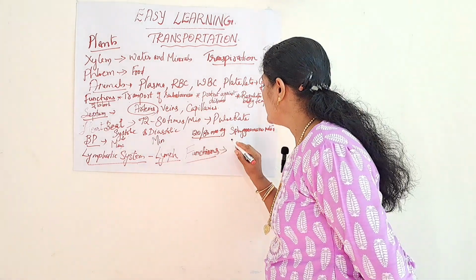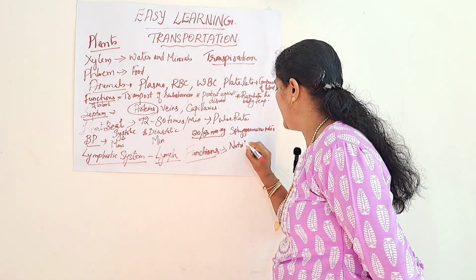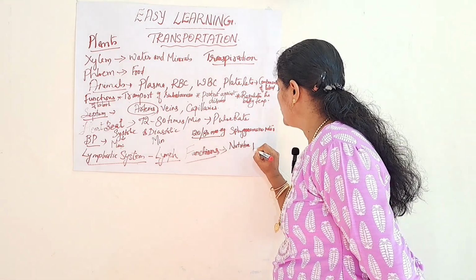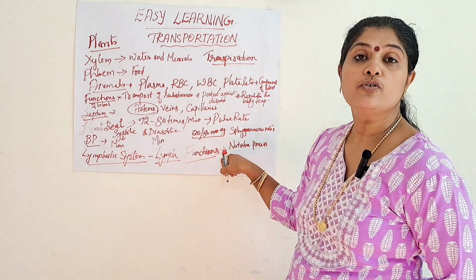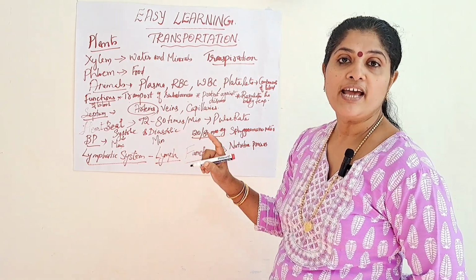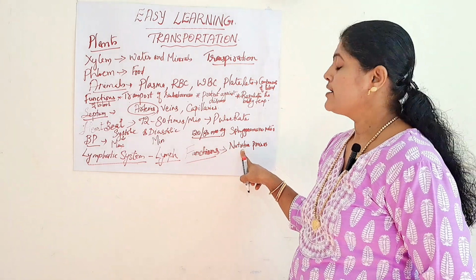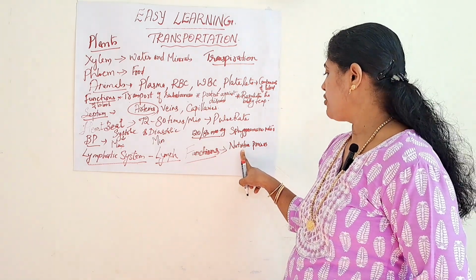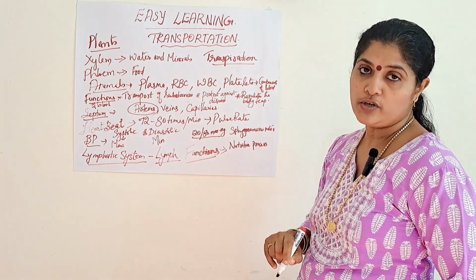So, main function one: it helps in the nutritive process of the body. How can you explain the nutritive process? Because it helps in transportation of the digested fat and the large protein molecules. That is how they reach each and every part of the body. So that is how it helps in the nutritive process.